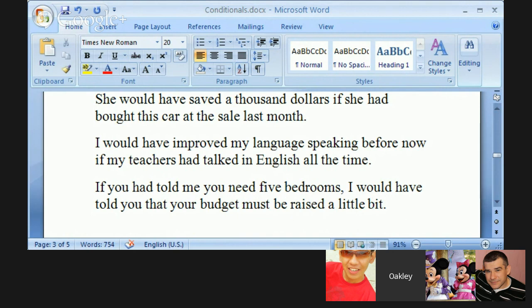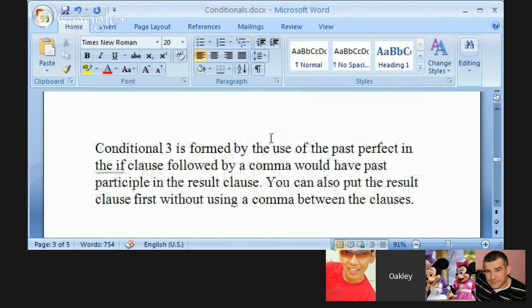Okay, excellent. Is this a real story, Odie? No, no, it just sounds like a real story.